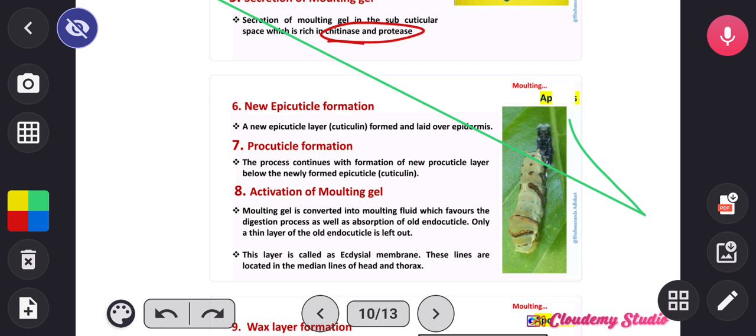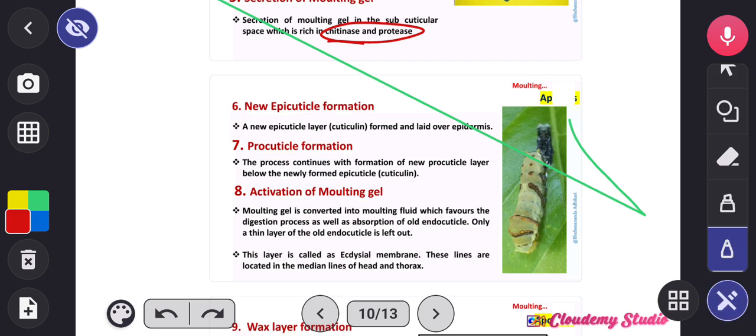Now, the next thing is formation of the epicuticular layer or the new epicuticle formation. So, the epicuticular layer is formed and it is laid over the epidermis. Then the procuticle is going to be formed.